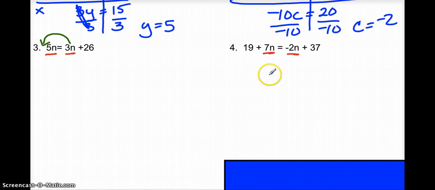Now think about number 4. You could move the 7n over with the negative 2n. To do that, you'd have a bunch of negatives. If you want to do that, that's fine. But stop and think. What if you move it the other way? What if you take the negative 2n over to the left? Well, the inverse of negative 2 is positive 2.